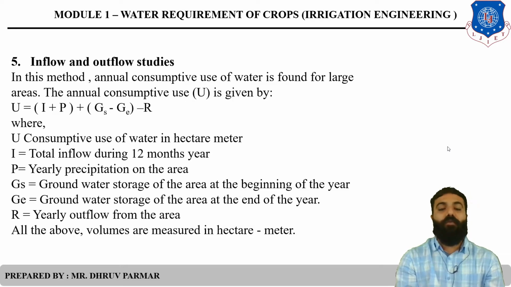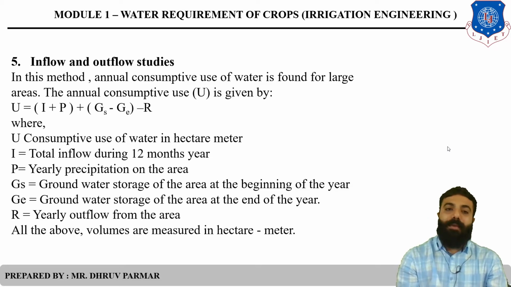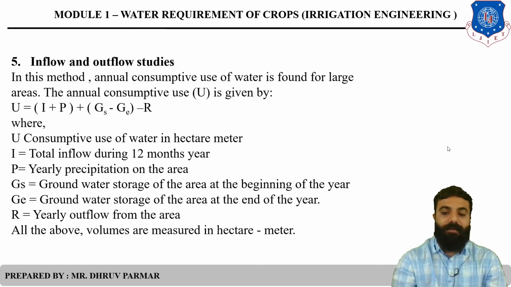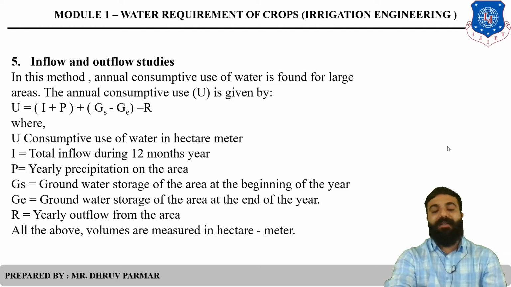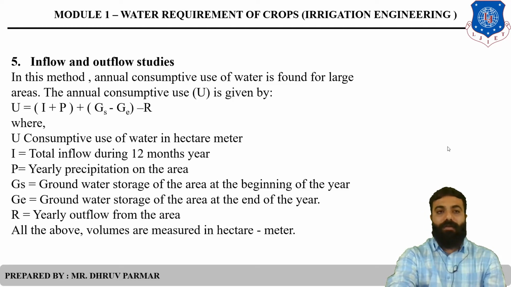Clear? Which is very important for your competitive exam. Please remember that formula: U is equal to I plus P plus Gs minus Ge minus R. Clear? And remember that all the volumes are measured in hectare-meter. Clear? These are the 5 methods to find out consumptive use of water.